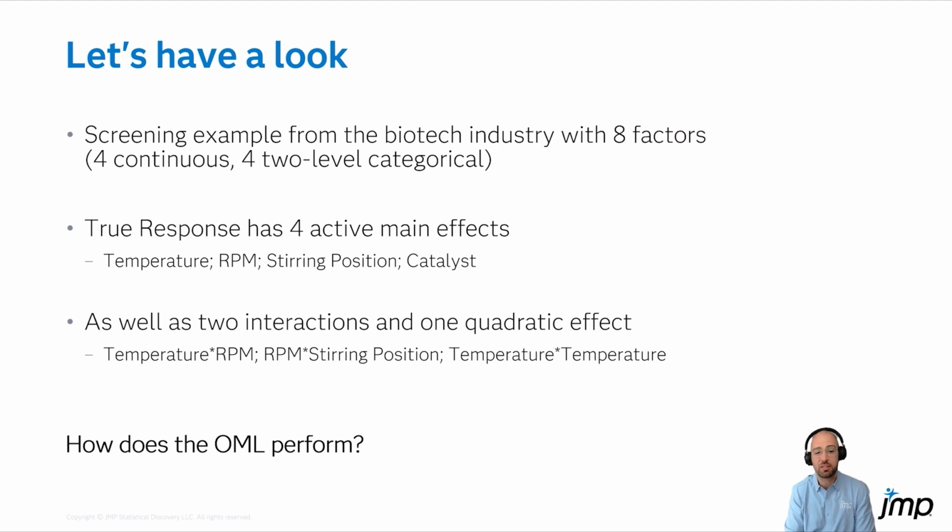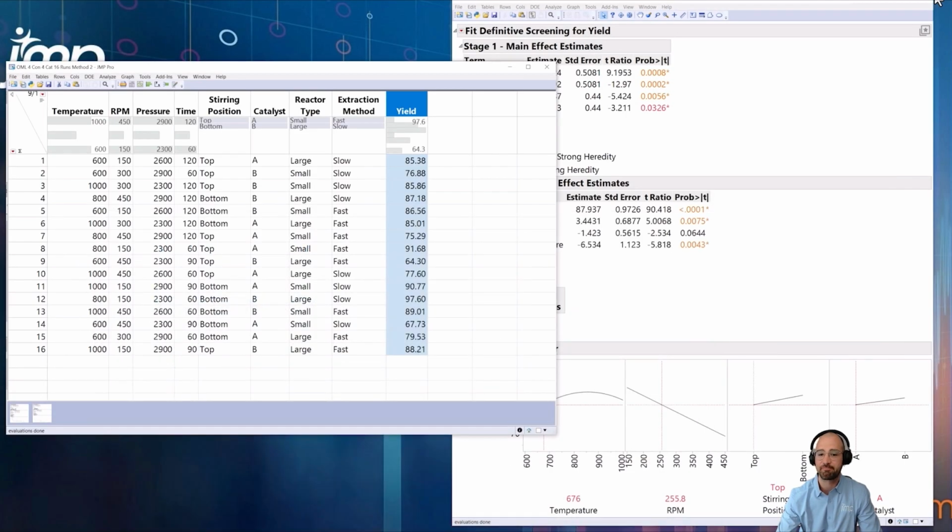This is a screening example from the biotech industry with 8 different factors. 4 of them are continuous. 4 of them are 2-level categorical. And the true response function we are looking at has 4 active main effects, which are temperature, RPM, stirring position, and catalyst, as well as 2 two-way interactions between temperature and RPM, and stirring position and RPM, and the quadratic effect of temperature. So let's have a brief look at how these OMLs will perform in this kind of situation.